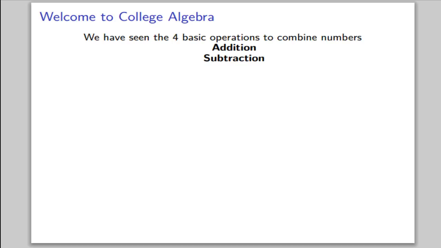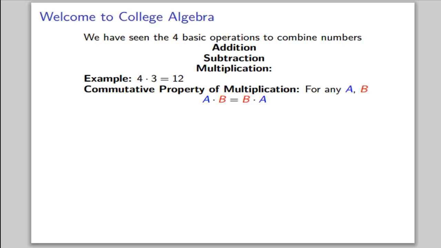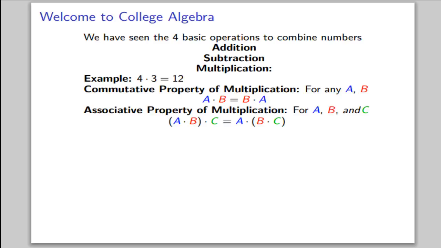After learning addition and subtraction, we next learn multiplication. For example, 4 times 3 equals 12. We saw also for multiplication that it has the commutative property. For any numbers A and B, A times B equals B times A. And multiplication also has the associative property.